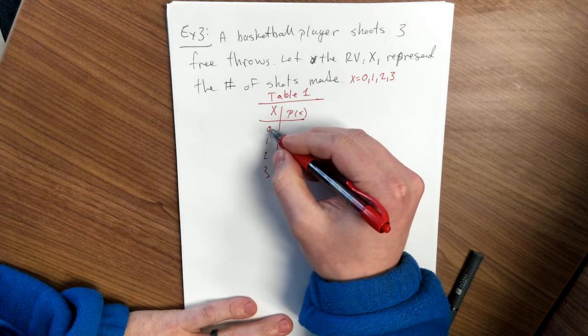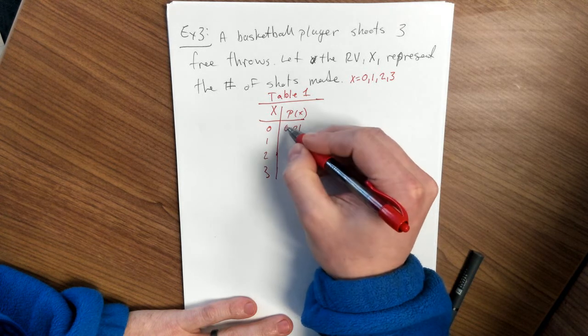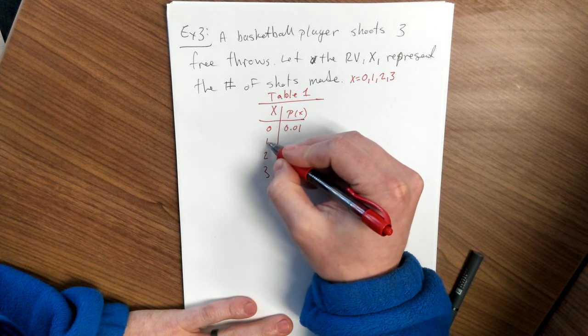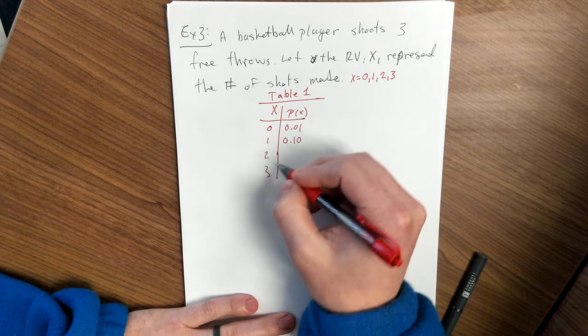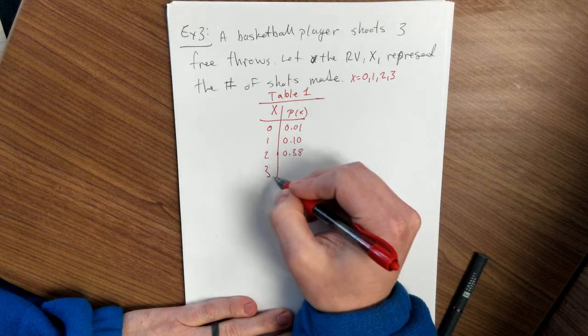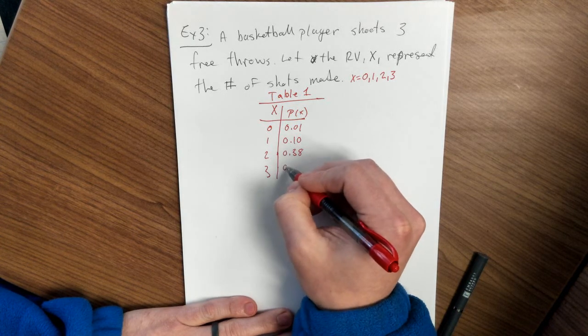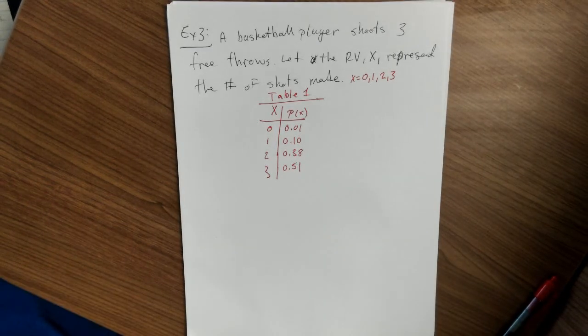The probability that the basketball player makes 0 out of the 3 is 1%, 0.01. The probability that the basketball player makes 1 is 10%. The probability the basketball player makes 2 is 38%. And the probability they make all 3 is 0.51. So this is another example of a probability distribution, and these will become fairly familiar to us. We'll be using them a bit.